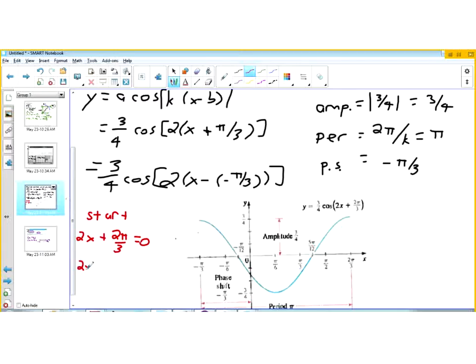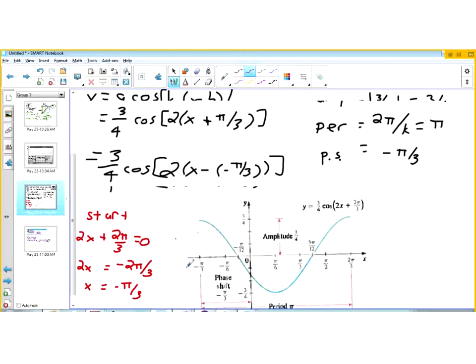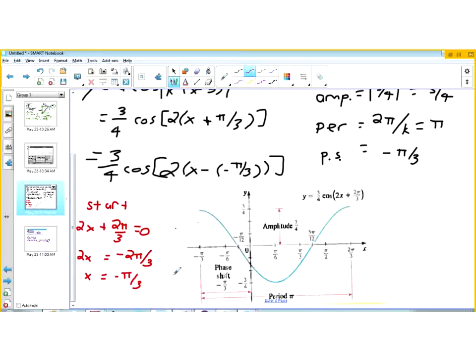Okay, and so 2x is equal to negative 2 pi over 3. And so x is equal to negative pi over 3. So that would be the start as shown in this graph. That's how we knew to start at negative pi over 3. And then, of course, the end of the period would be found just by adding pi to negative pi over 3 to get 2 pi over 3. Or you could just run the calculation and do an end.